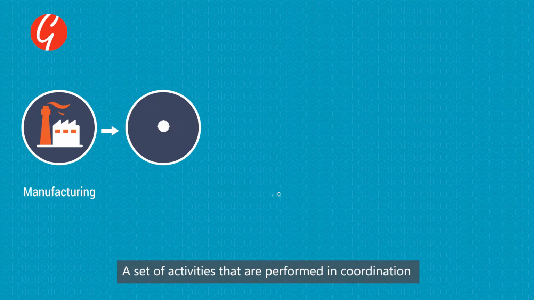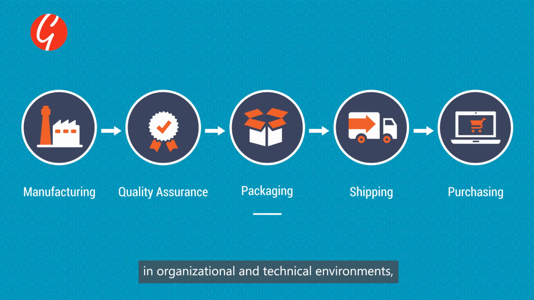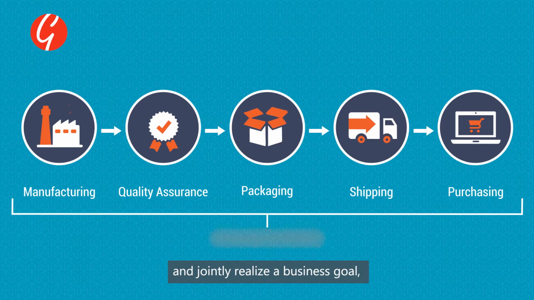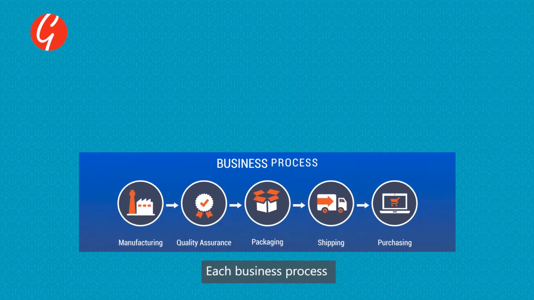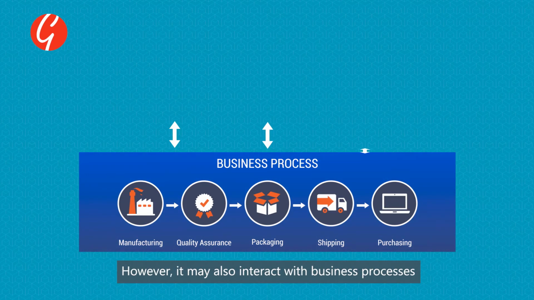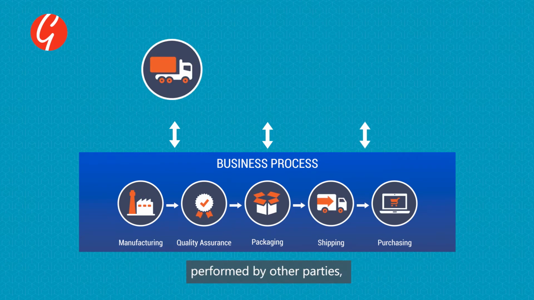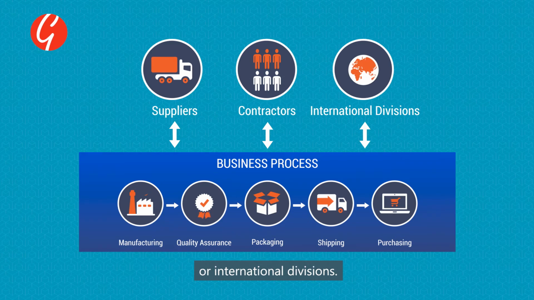A set of activities that are performed in coordination in organisational and technical environments and jointly realise a business goal is described as a business process. Each business process is enacted by a single organisation. However, it may also interact with business processes performed by other parties, such as suppliers, contractors, or international divisions.